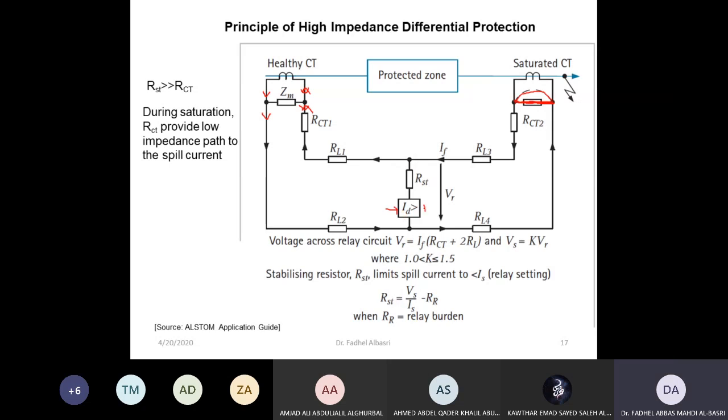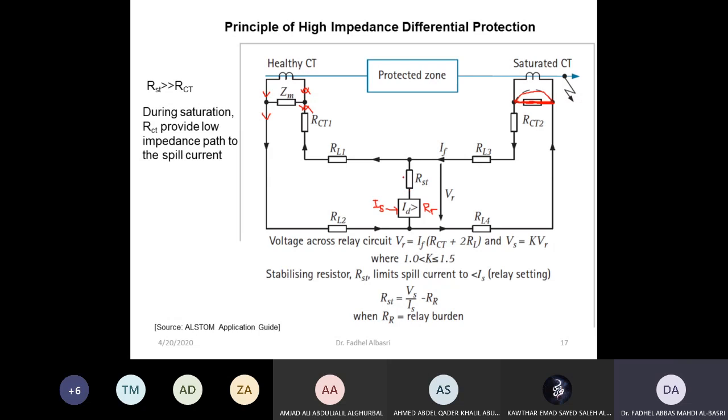Suppose it has a resistance R. This is the relay resistance, okay? Relay burden. And this is the resistance I want to add in series with the relay, okay? And the relay has a setting. This is the pickup setting of the relay, IS. The settings of the differential relay: if the current passing in this relay is higher than this setting, the relay will declare this is a fault, okay?